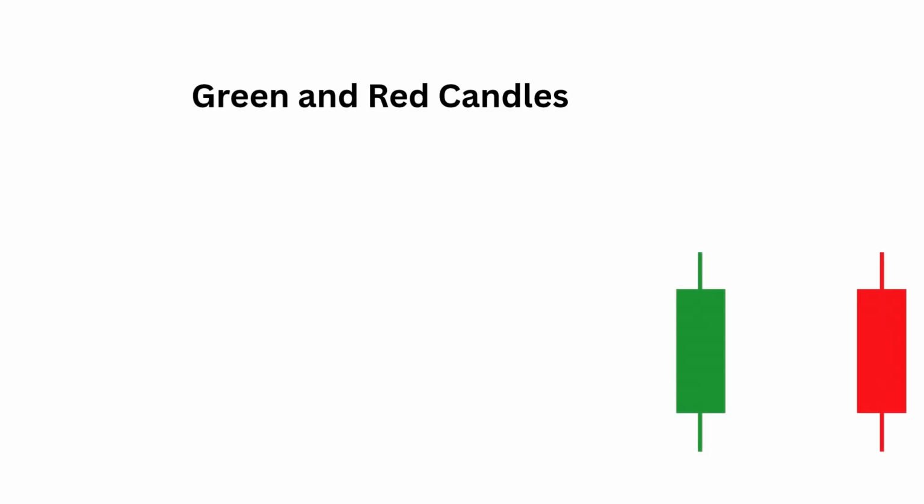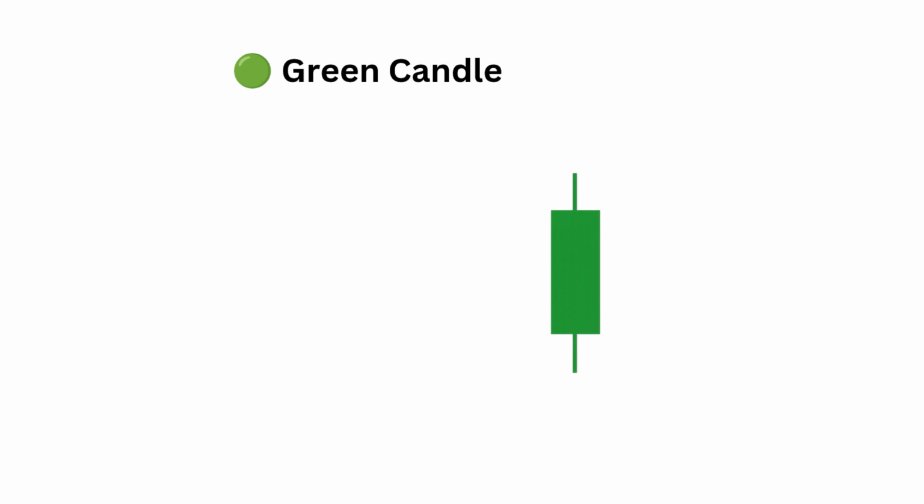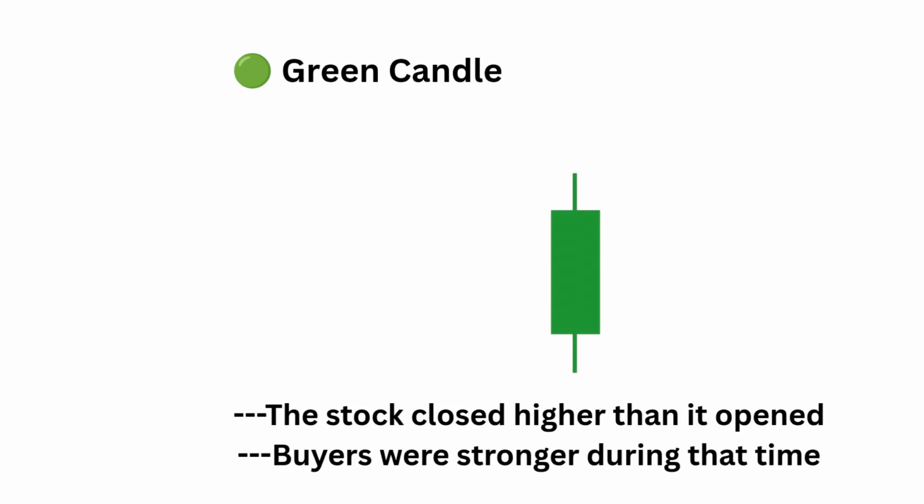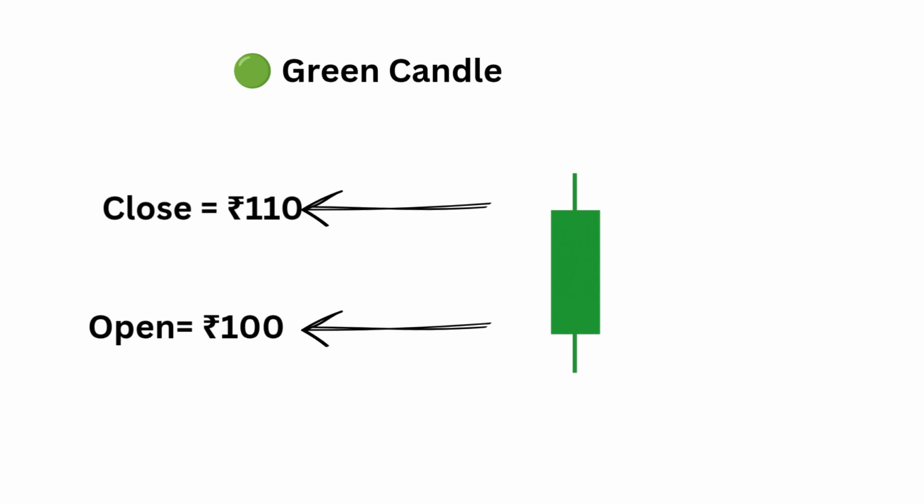Green and red candles. There are two main candle colors. Green candle. A green candle means the stock closed higher than it opened. This usually indicates that buyers were stronger during that time. For example, open equals 100 rupees, close equals 110 rupees. The price increased, so the candle is green.